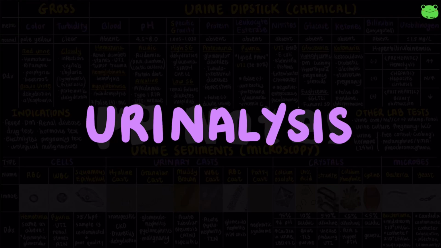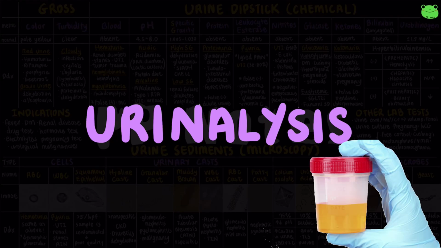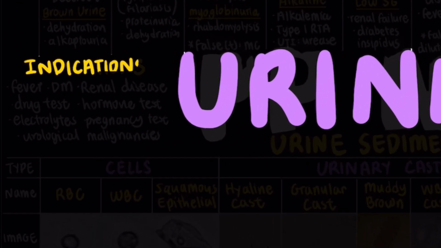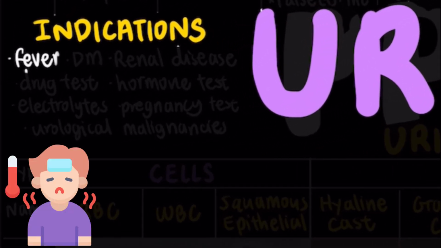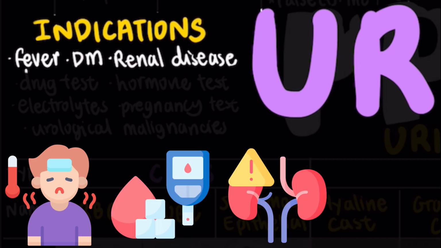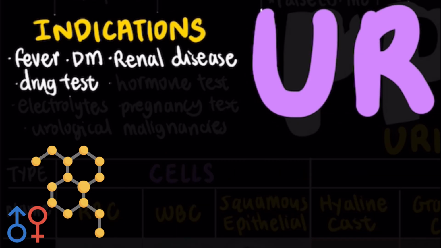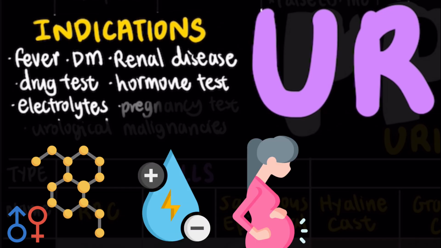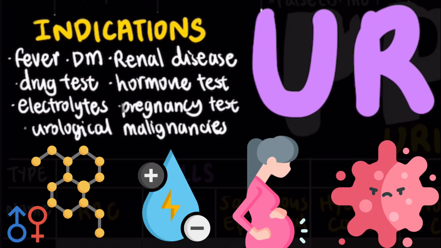Today we're going to break down the essentials of urinalysis, a common non-invasive test that analyzes the content and appearance of urine to help diagnose and monitor a wide range of medical conditions. The indications for urinalysis include fever of unknown origin, diabetes mellitus, suspected renal disease, drug screening, suspected hormonal abnormalities, electrolyte disturbances, pregnancy tests, and urological malignancies.